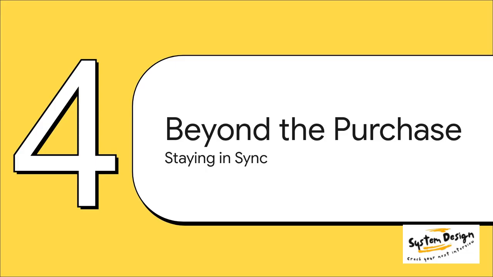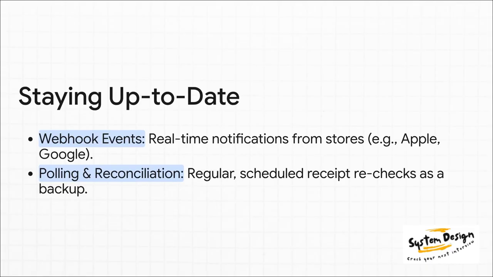But hey, a subscription isn't just a one-and-done purchase, right? It's a living thing. It renews, it gets canceled. Heck, it might even get refunded. So how on earth does the system keep a perfect up-to-the-minute record of a subscription status over its entire life? Well, the system has two main tricks up its sleeve. The main one is using real-time notifications, or webhooks. Think of these as little text messages the app stores send out the instant something happens, like a successful renewal. But not all stores are that helpful. So as a backup, the system also proactively calls the stores to recheck the status of receipts, just to make sure nothing slipped through the cracks. It's all about making sure that data is always accurate.